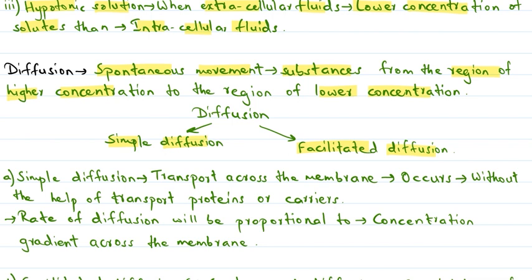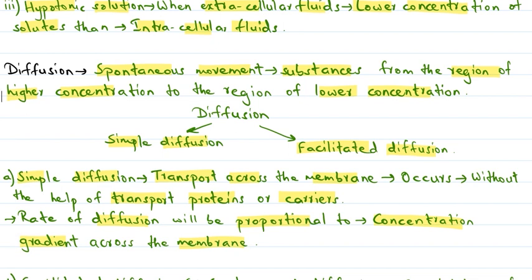Now let's see what simple diffusion is. Here the transport takes place across the membrane without the help of any transport proteins or carrier proteins. During this process, a small molecule in aqueous solution dissolves into the phospholipid bilayer, then crosses it and dissolves into the aqueous solution on the opposite side. The rate of diffusion is proportional to the concentration gradient across the membrane. So this is about simple diffusion.